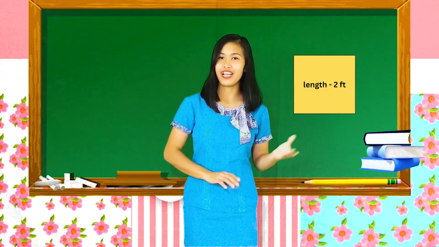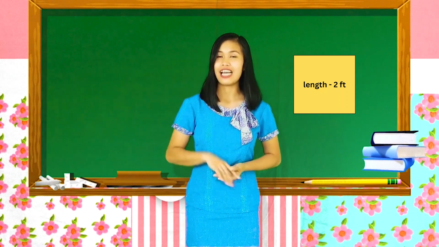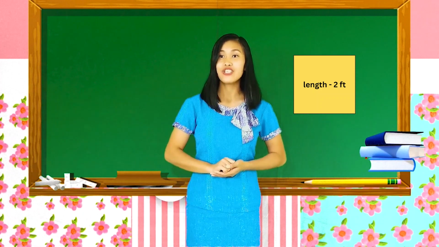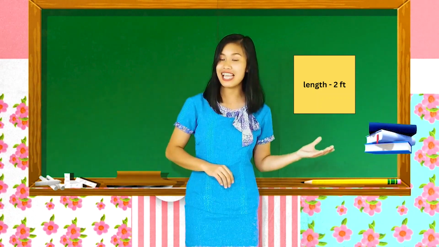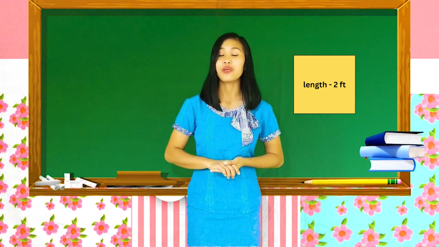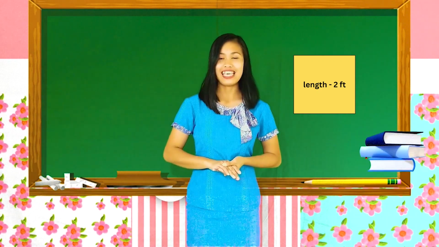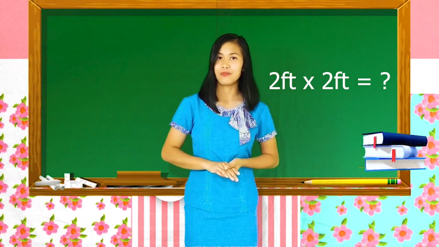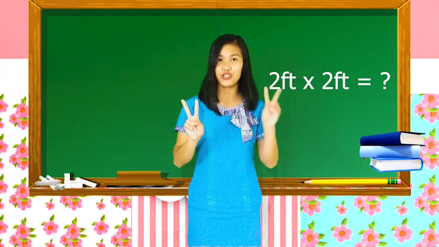This square has a length and width of 2 feet. Now remember, a square has equal sides, so the measurement of its length and width are the same. How do we find the area? We multiply the numbers. Length is 2 feet and width is 2 feet. So that will be 2 times 2.